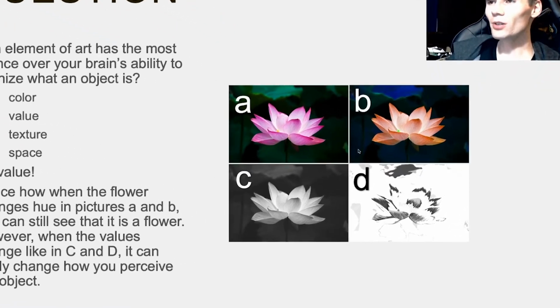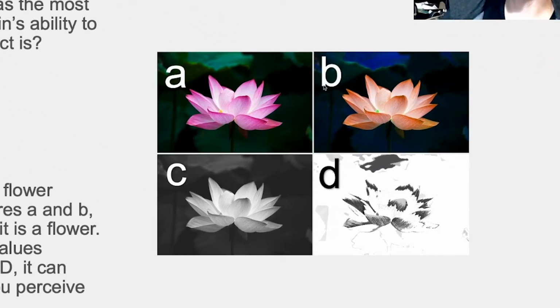Notice how here in image B, I've switched up the hues, the color, right? But we still know that it's a flower. That is clearly a flower, so B obviously isn't going to be the answer. And neither is C. C is not going to be the answer.